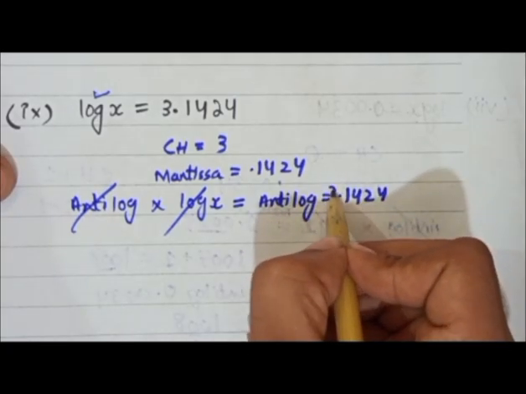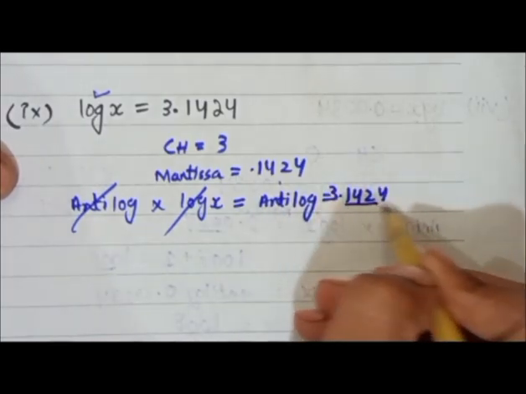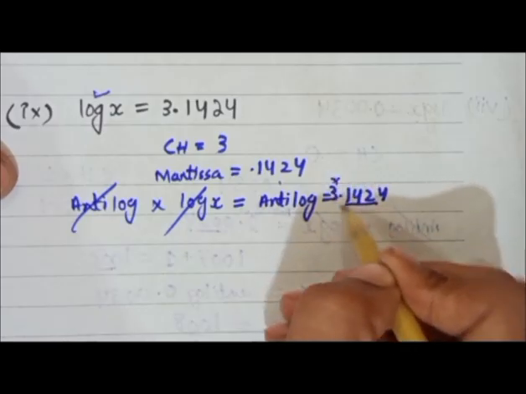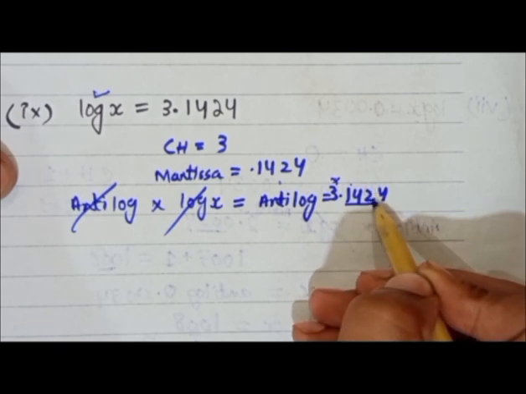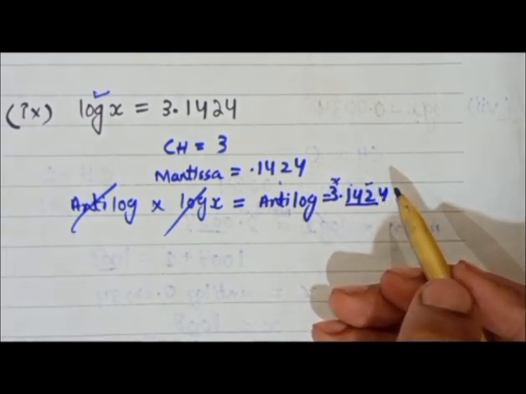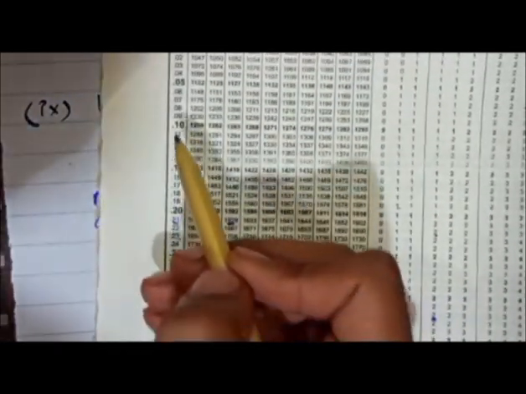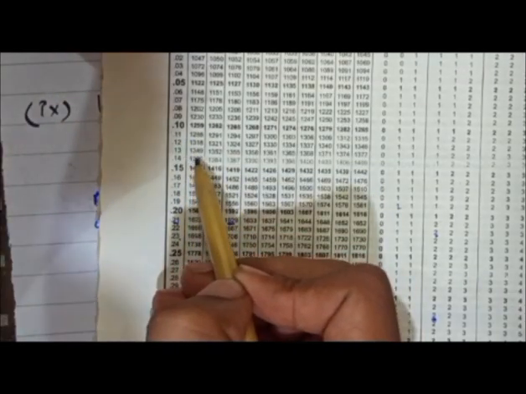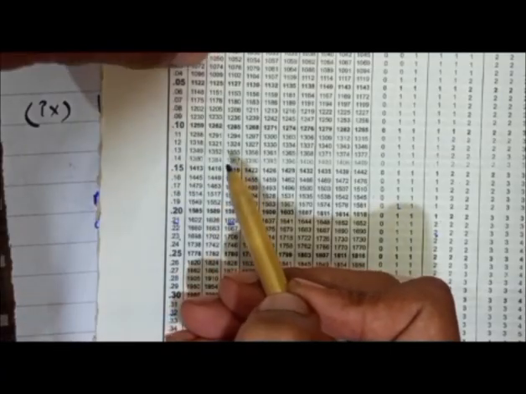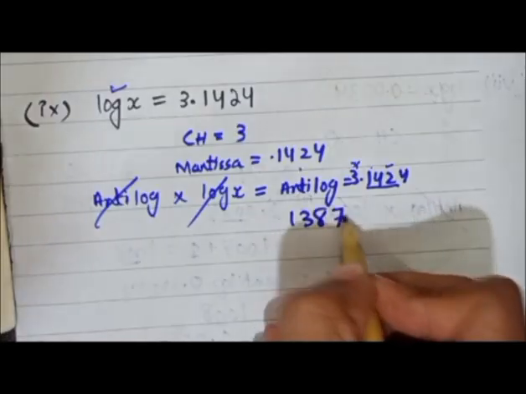You can say antilog of 3.1424. For finding the antilog, I will consider the mantissa only. I will ignore the characteristic. So I will take both digits, 0.14, in the second column. See here, this is 0.14 in the second column. What is the value of 0.14 in the second column? That is 1387.